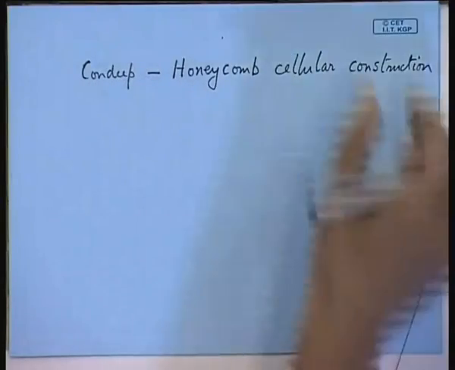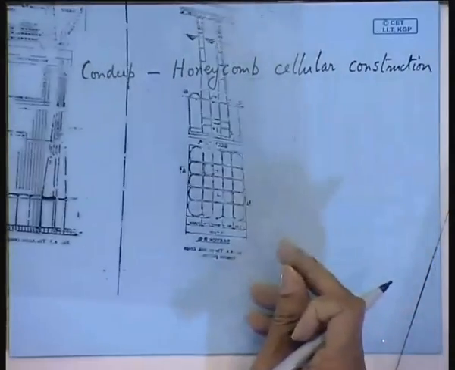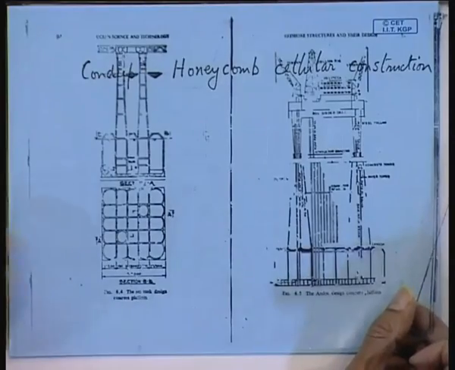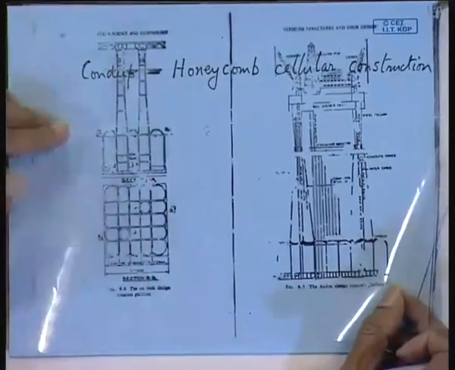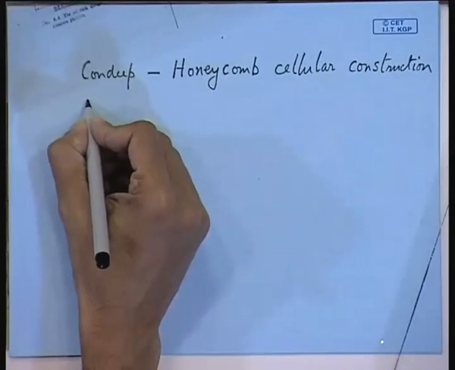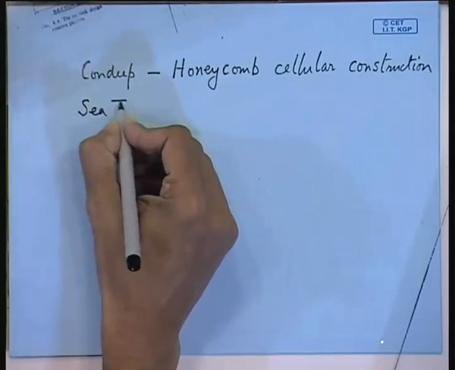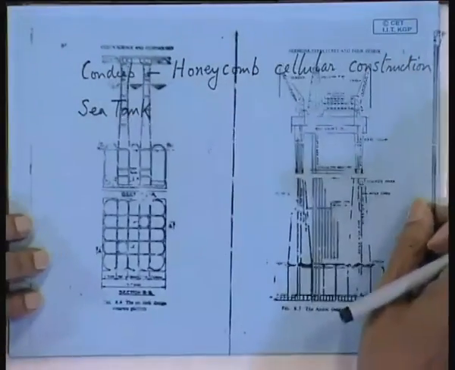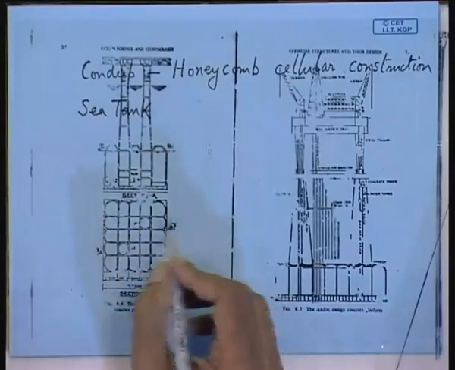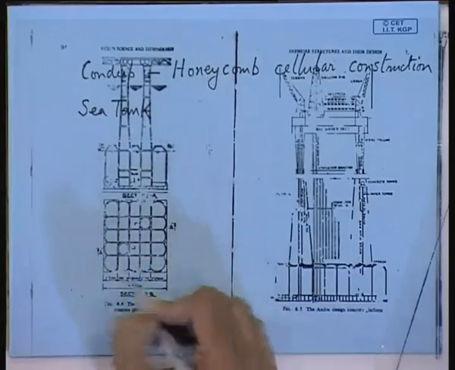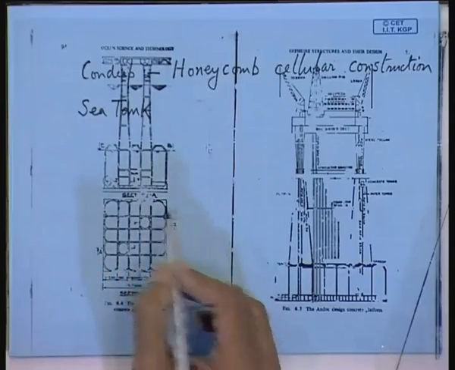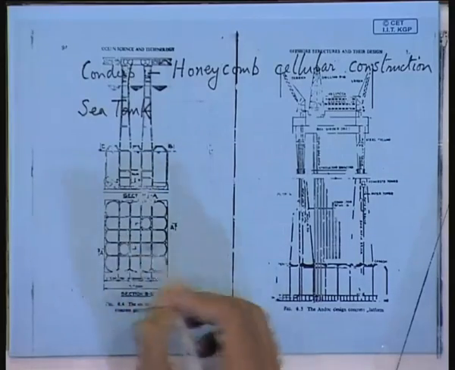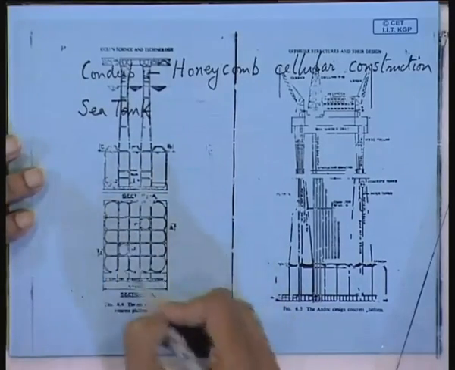Now the other variety is called the sea tank design. In the sea tank you don't have this honeycomb type of base. The sea tank is normally constructed with a rectangular or square base. In this diagram you can see the base is square. So you have 5 cells across and 5 cells on the other side. So obviously you have 5 times 5, 25 cells.